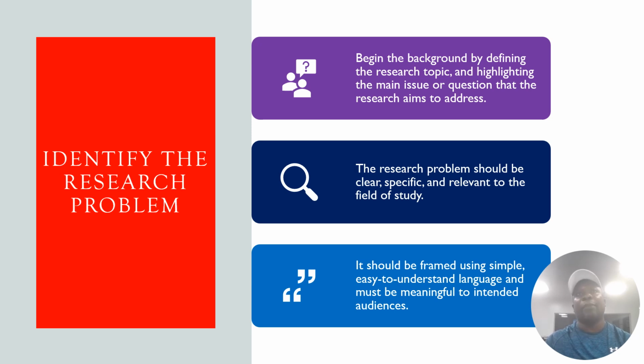So you need to begin the background by defining the research topic and highlighting the main issues or questions that the research aims to address. This is not an introduction. Please, do not confuse it with the introduction. Some of the information that you highlighted in the introduction, we want to see here. And don't forget that the introduction is giving an overview of the whole paper, so some of the things that you see here, you are going to find in the introduction. So define that research topic and also highlight the main issues or questions that the research aims to address.